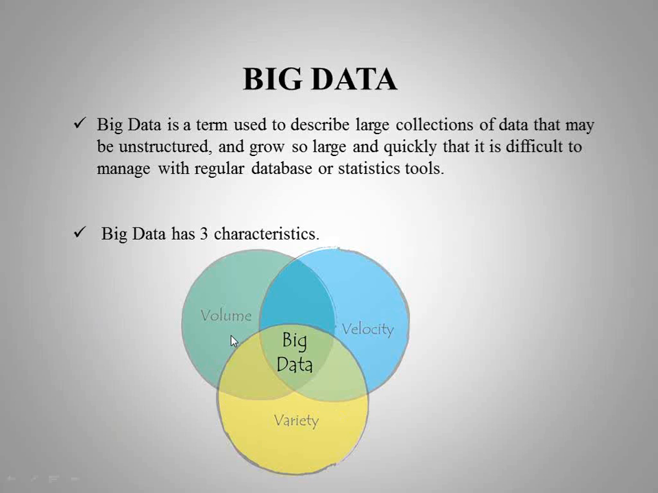Volume indicates the magnitude of your data, whether your data is in the range of terabytes, petabytes, exabytes or even zettabytes. Variety indicates whether your data is structured, unstructured or semi-structured. Velocity indicates the rate at which the data is being generated and the rate at which you need to process that generated data. And if you have all these three characteristics, if your data is of large magnitude, if it is unstructured or semi-structured, and if it is generating at high speed, we can call it big data.